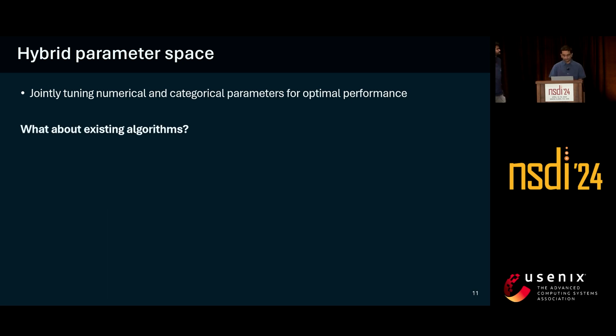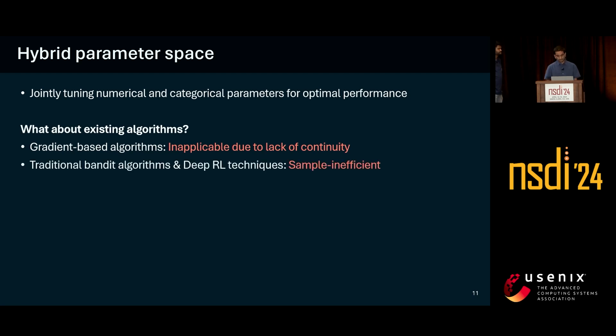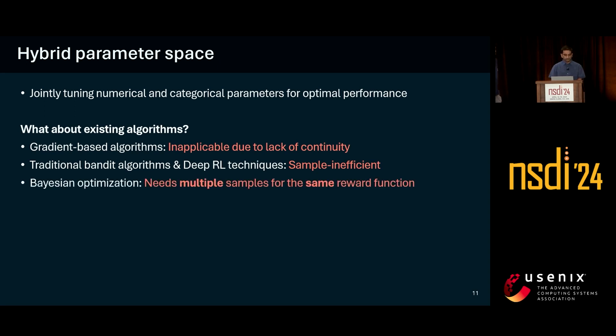There are several aspects of this problem that make existing algorithms ineffective. First, the lack of a notion of continuity in categorical parameters makes gradient-based algorithms inapplicable. Second, traditional bandit algorithms and deep RL techniques somewhat handle the hybrid parameter space but take too long to converge to the optimal parameter values. Third, the Bayesian optimization-based methods are inapplicable because they assume that the reward function is static and can be queried multiple times at the same value. This is not possible in production due to the dynamic workloads.